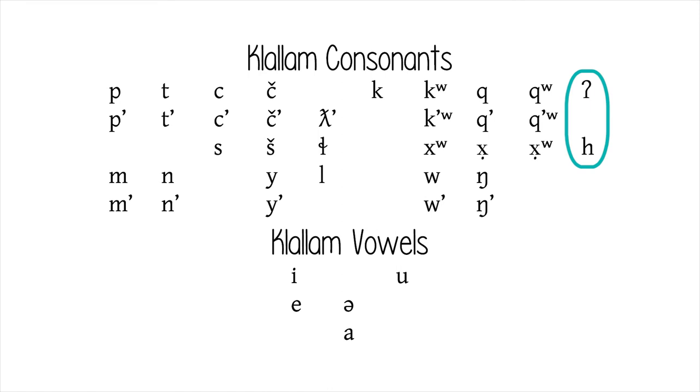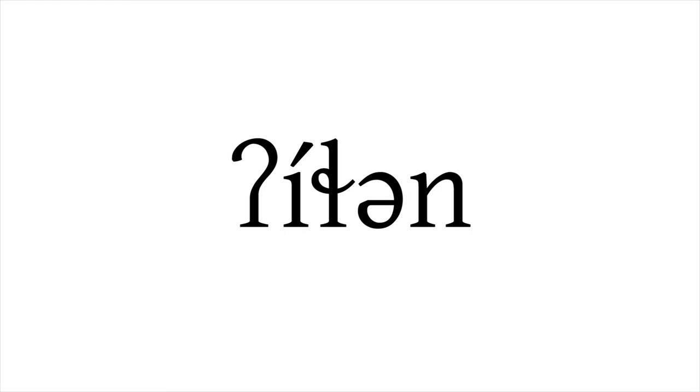Glottal stop, H. These sounds are both produced deep in the throat, right at the vocal cords. The symbol that looks kind of like a question mark is called a glottal stop. It sounds like a catch or an abrupt stoppage of air in the throat. This sound is what separates the two vowel sounds in the English word uh-oh. It's also in the Klallam word to eat.